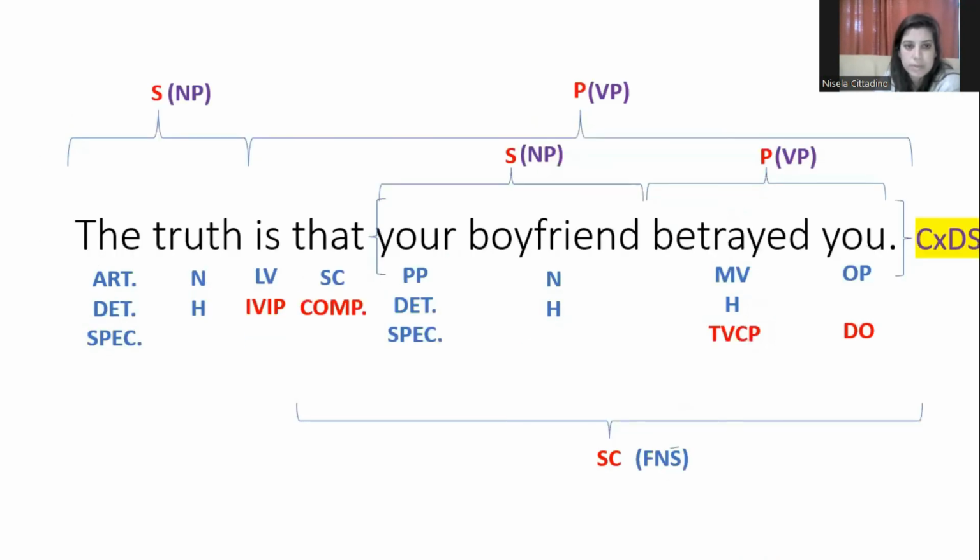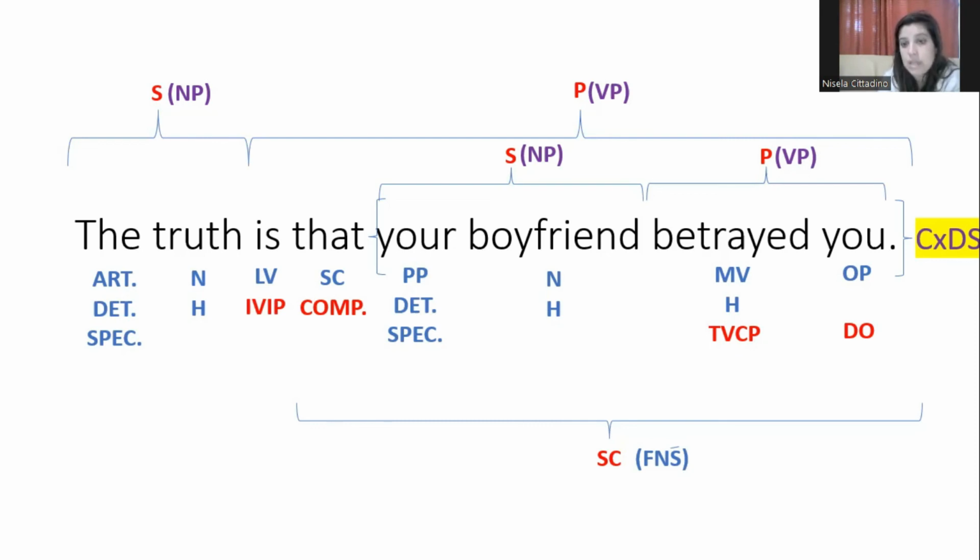Let us go to the next one. The truth is that your boyfriend betrayed you. Yes, the truth is the subject, is that your boyfriend betrayed you is the predicate. Yes, the truth, it's a noun phrase. So we have the, as it's an article, a determiner, and a specifier. Truth is the noun and the head. Is the linking verb of the sentence, and it is an intransitive verb of incomplete predication. That means that it needs a subjective complement.